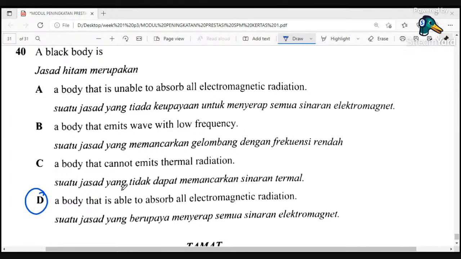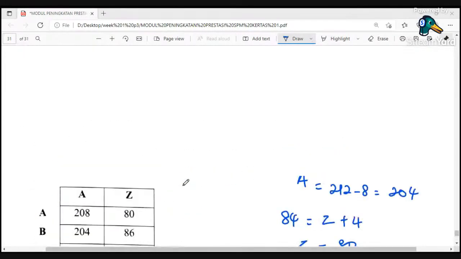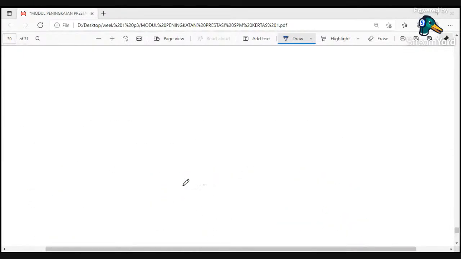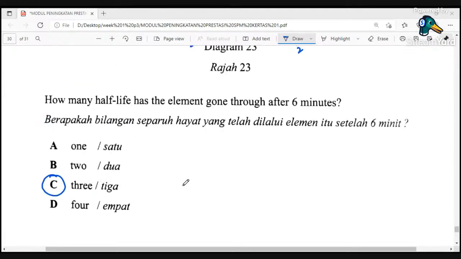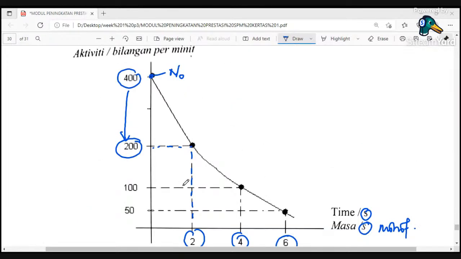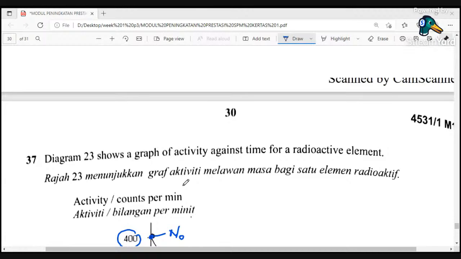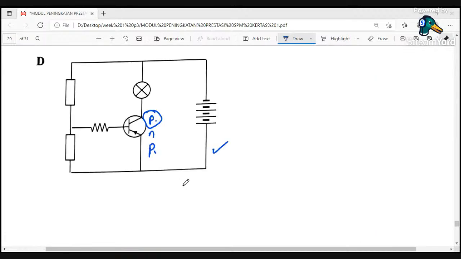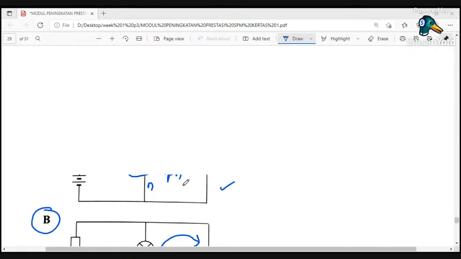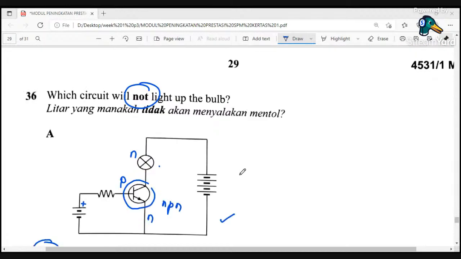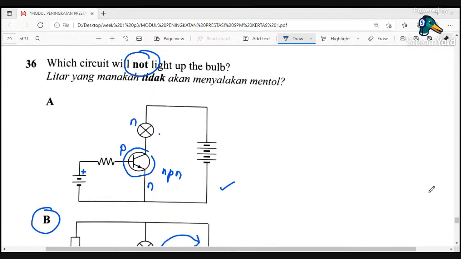Number 36, do you look here? Okay, number 36, circuit not light up. Okay, ini ialah transistor. Firstly, saya explain lagi sekali.